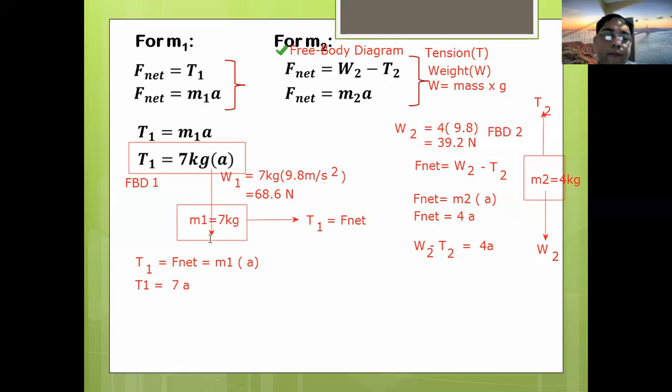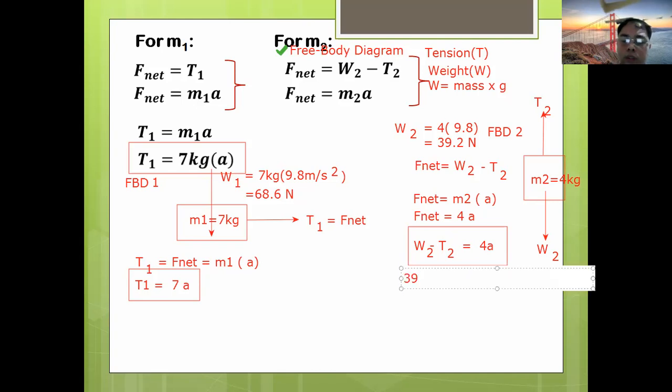Now, guys, we were able to come up with an equation earlier. The first equation was T1 equals 7A. And we have another equation that we came up with: W2 minus T2 equals 4A. However, we already know the value of weight 2. Weight 2 is 39.2 minus T sub 2, and this is equal to 4A. Now, if we try to get the value of T2 by transforming, maybe we can end up with a value like this.